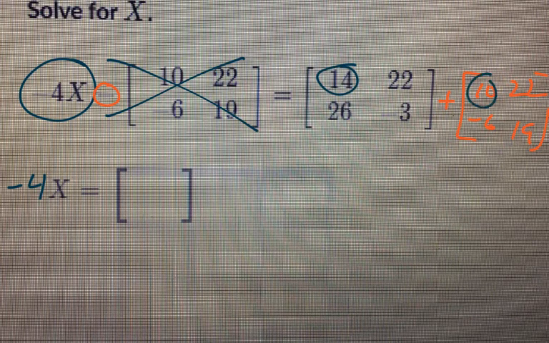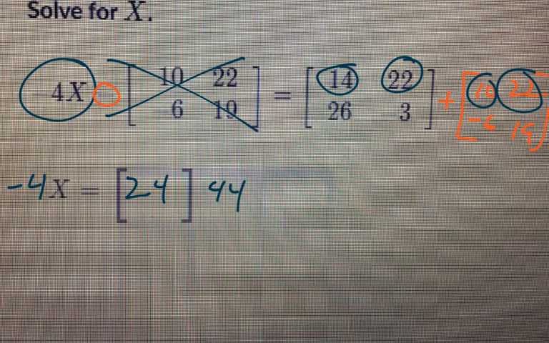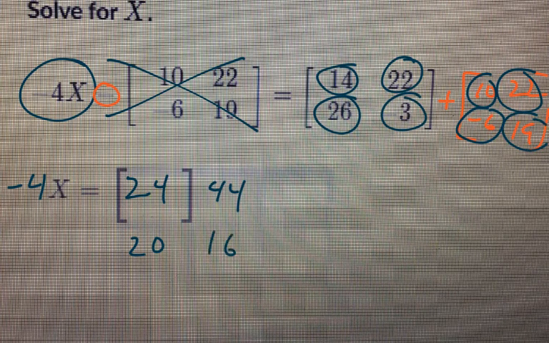14 and 10 is 24. 22 and 22 is 44. 26 and minus 6 is 20. And negative 3 and 19 is 16. So this would be our matrix. Actually, that would be the negative 4x matrix.